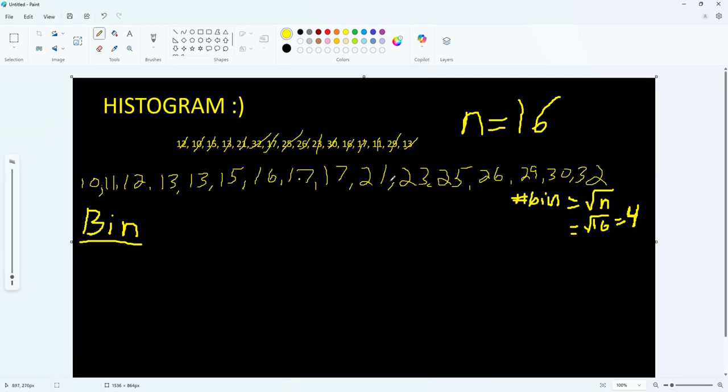So the range of this data is 22, because 32 minus 10 is 22. So 22 divided by 4: 24 divided by 4 is 6, and 20 divided by 4 is 5. So we're going to need a bin width between 5 and 6 for the 4 bins.